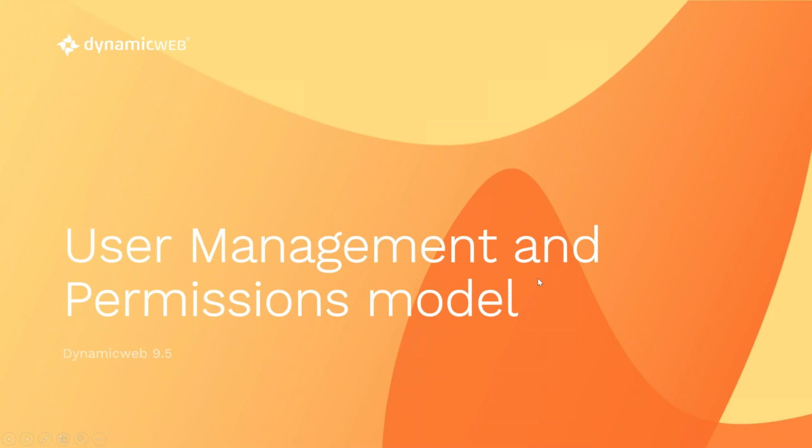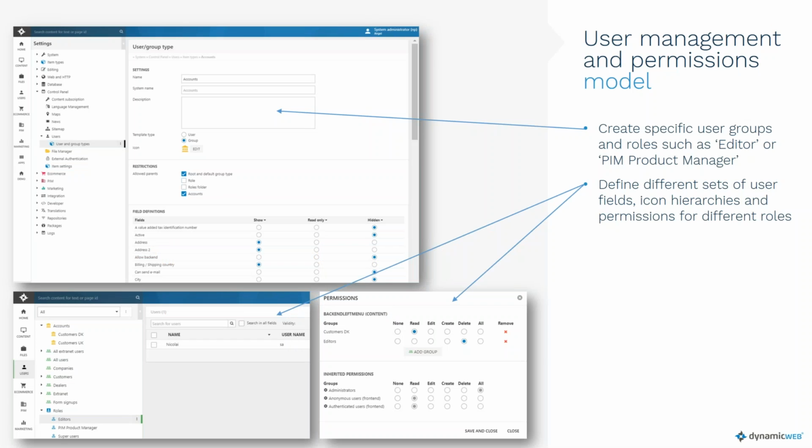If we're looking at the user management and the permission model, I'll first take a recap of some of the things that we introduced in 9.4. First of all, it's now possible using the control panel of user management to create specific user groups and roles and define which fields are part of this. So that means you can create a structure with accounts and users and logins and roles and put it into the user management tree structure.